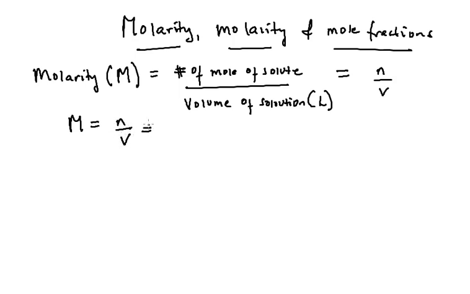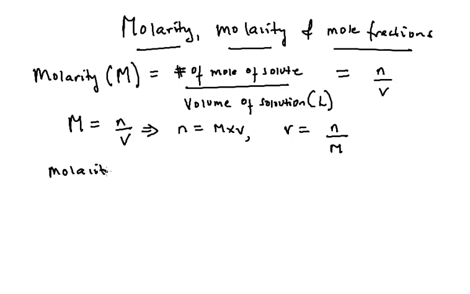We are able to deduce from this definition that we may have to calculate the number of moles if molarity and volume are given: n equals M times V. Or sometimes the number of moles and the molarity are given and you are asked to calculate the volume of solution. So the volume of solution can be calculated as n over M, the number of moles of solute divided by the molarity.